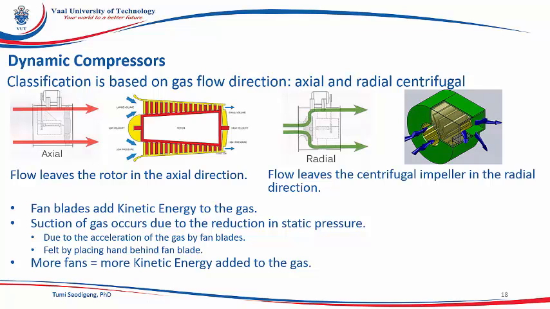Classification of dynamic compressors is based on flow direction of gas that is being compressed. That is, whether the flow is axial or radial centrifugal. For axial compressor, the gas leaves the rotor in an axial direction. For radial compressor, the gas leaves the centrifugal impeller in a radial direction. The fast-moving blades add kinetic energy to the gas. At the inlet, suction of the gas occurs due to the reduction in static pressure due to the acceleration of the gas by the fan blades.